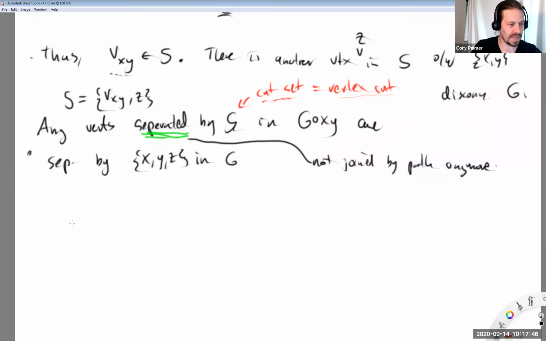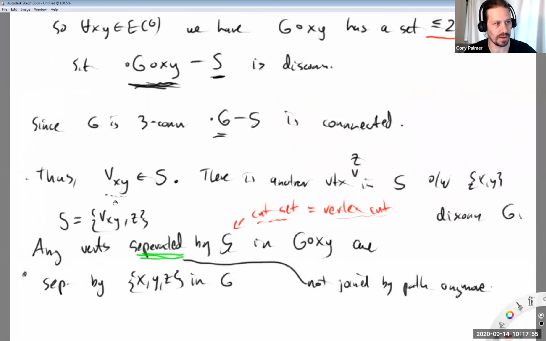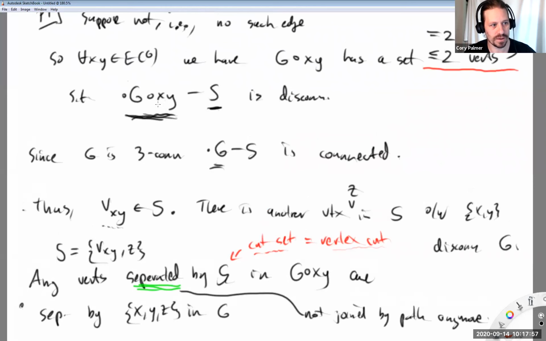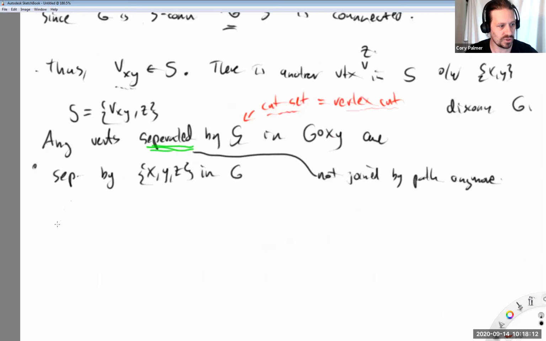Okay, so now I want to make a special choice here. Notice that this all holds for any edge XY. For any edge XY, we can contract it, and then there exists a set of two vertices that disconnects the contracted graph. Z depends on the choice of X and Y, but there always is a Z for every edge XY. So what I want to do here is choose XY, that's an edge, and Z.